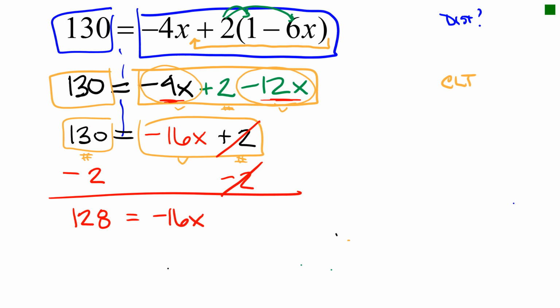Down to multiplication, so I'm going to divide. Be careful, we divide by the coefficient, which is negative 16, and the 16s and the negatives cancel, so on this side I just have x. Over here I have negative 8. So x is equal to negative 8.